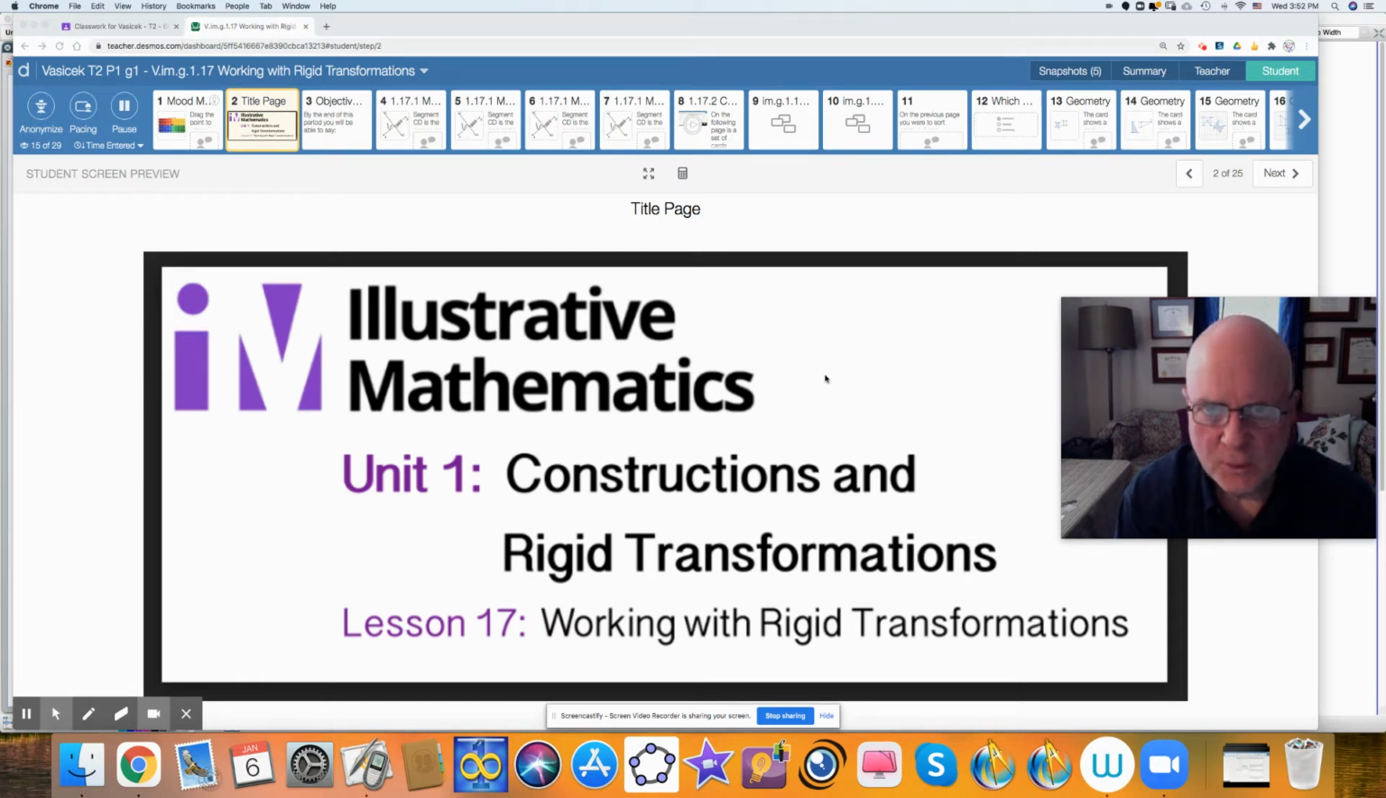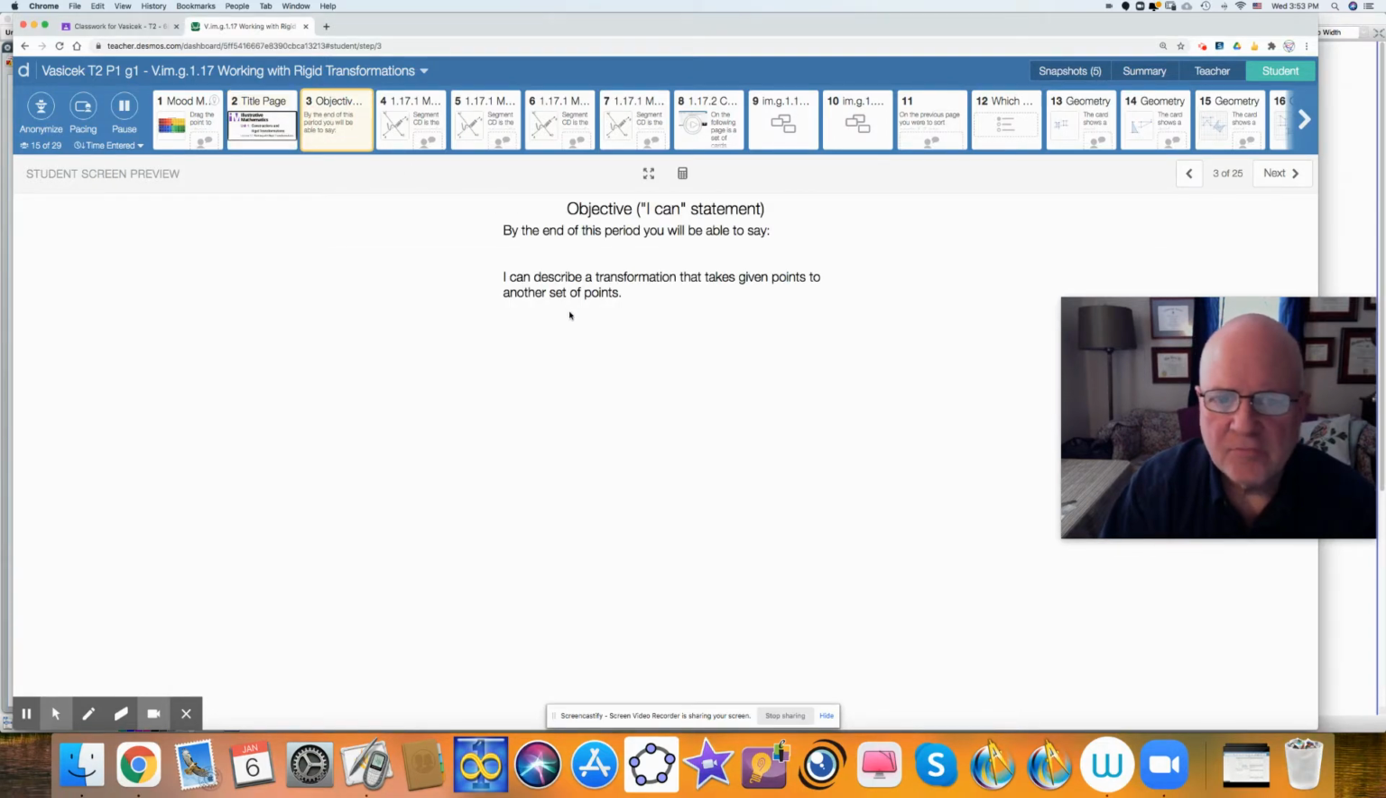This is Unit 1, the second half on rigid transformations, and this is Lesson 17, Working with Rigid Transformations. By the end of the period, you should be able to say, I can describe a transformation that takes given points to another set of given points. Now, to do a description means you have to be good with the language and good with words, which is what we're going to be practicing today, is writing these words.